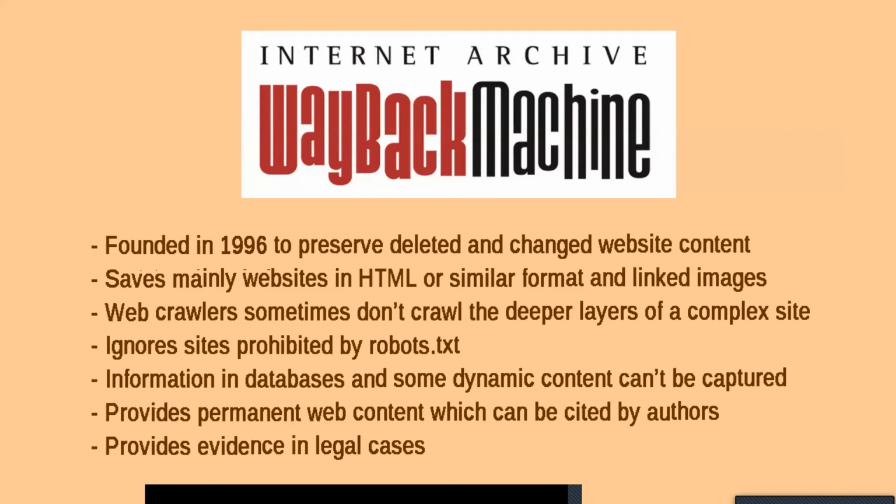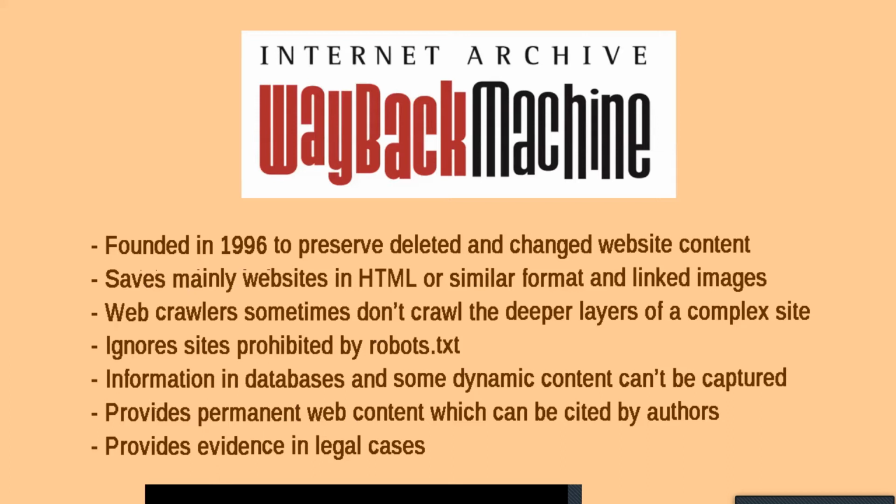And so as I was saying, it saves mainly websites in HTML or other similar, more modern formats, and the images that are linked in there. But the web crawlers don't crawl down to the bottom. They don't crawl through sites that are prohibited by robots.txt, and they can't get information that's in a database. And sometimes they can't get dynamic content. It depends on how it's organized. Although I did see that they seem to be able to get some WordPress information.